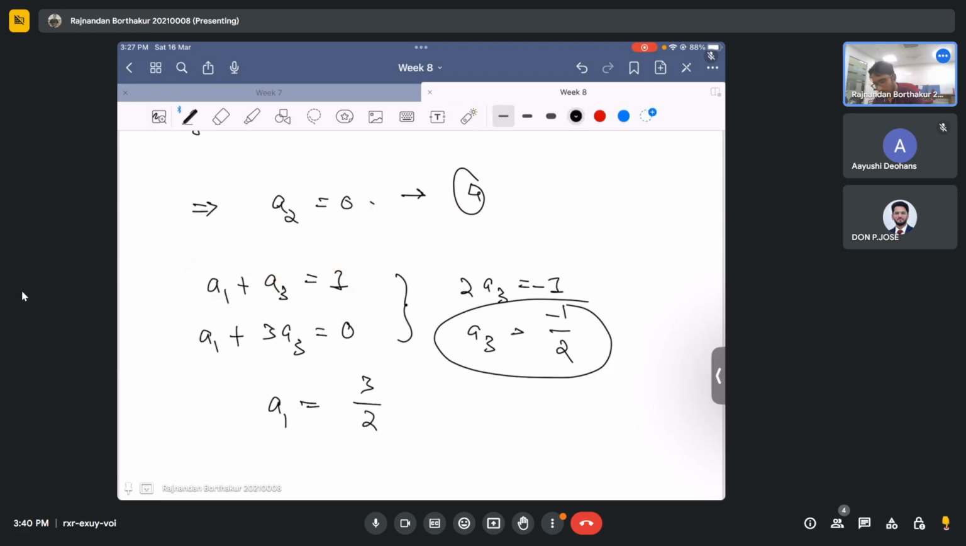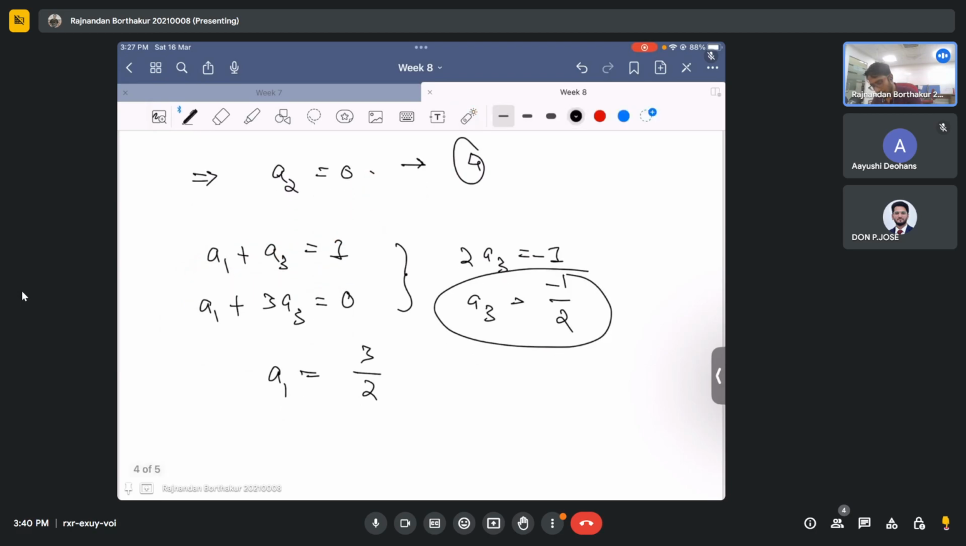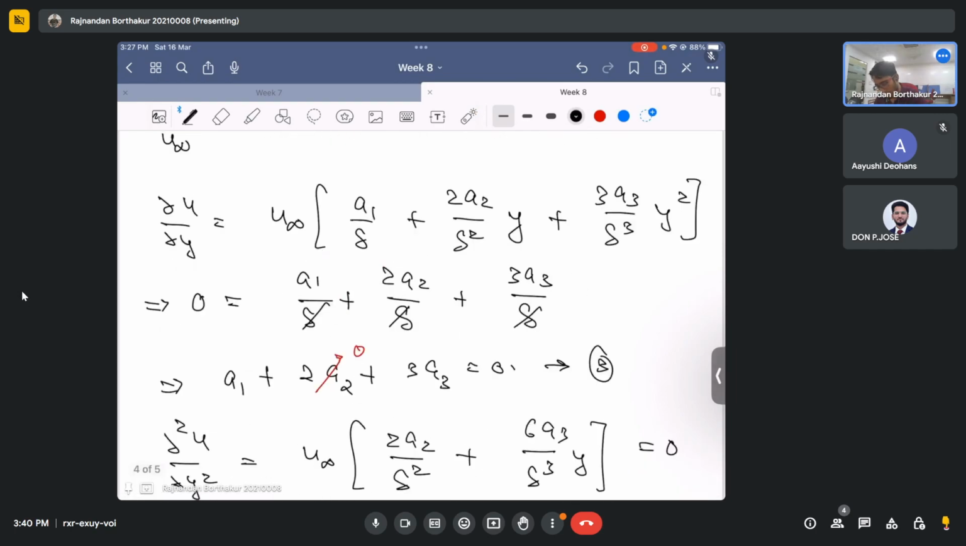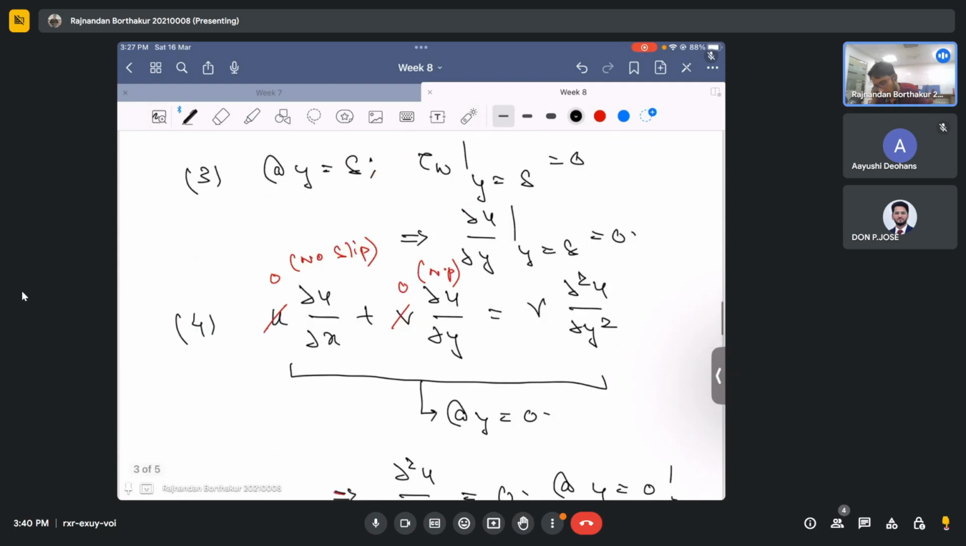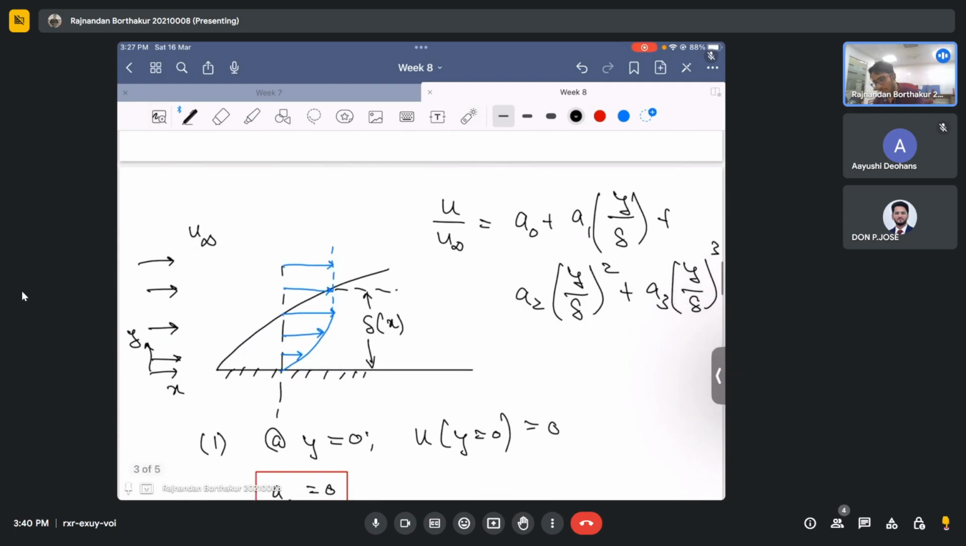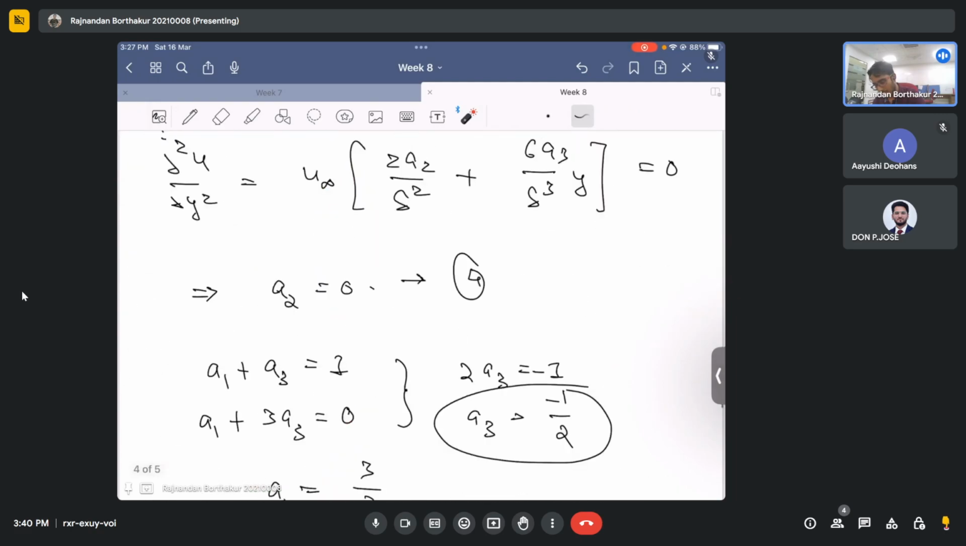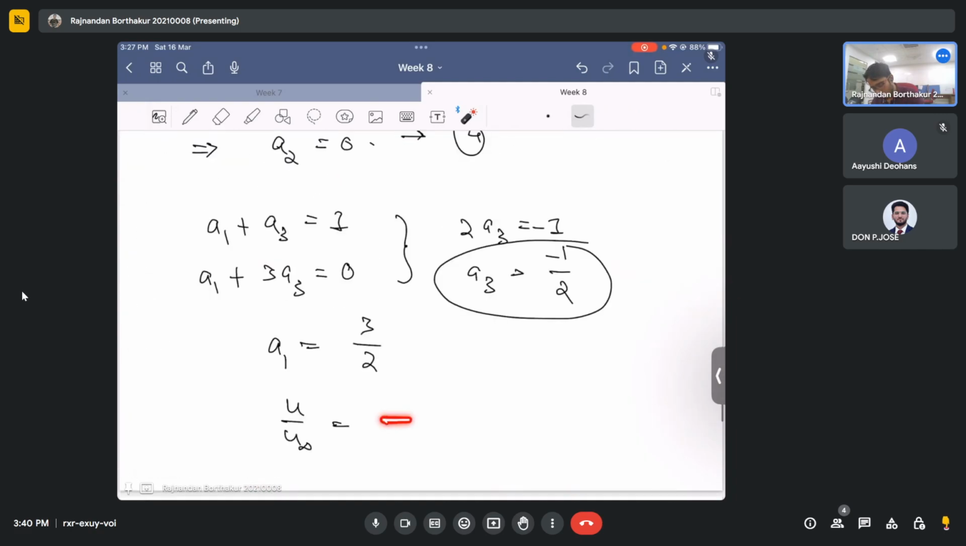Which means using these boundary conditions, what you get is the velocity profile u by u infinity is something like this. We considered u by u infinity as a series solution, right? So a1 is 3 by 2, so this becomes 3 by 2 into y by delta minus half y by delta cube, because a3 came out to be equal to -half.